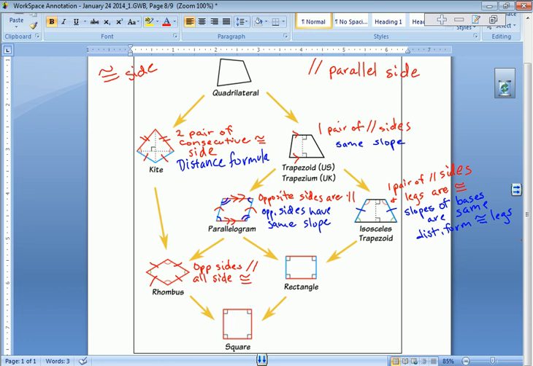So, how would we prove a rhombus? We'd have to show opposite sides have the same slope. And we'd have to show, with the distance formula, that all sides have equal length.